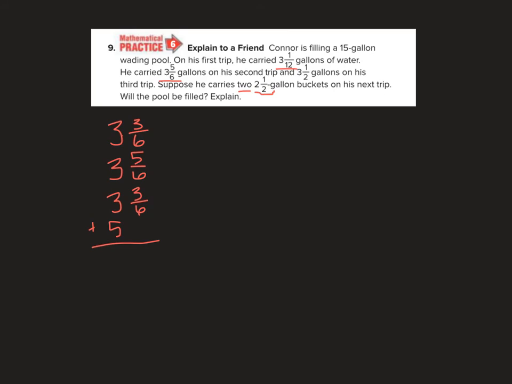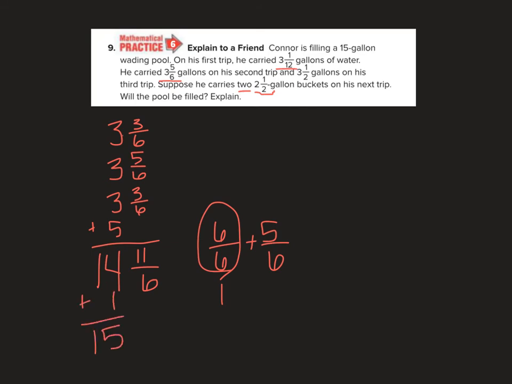Okay, so I have to add all my 6s together. So 3 and 5 makes 8. 8 and 3 makes 11/6. 3, 6, 9 plus 5 would get me 14. Okay, so now I have to look at this 11/6. I can do 6/6 plus 5/6. So I need to take that whole number 1 and add it to my 14 to get 15. And then, he's going to have a little bit too much. Yes, the pool will be filled.